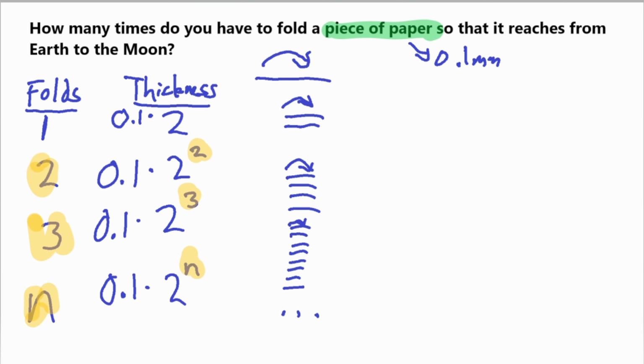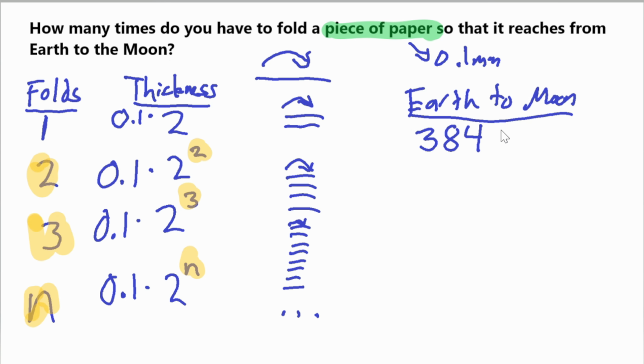So now we want to figure out how many times we fold it to get the distance from Earth to the moon. So first thing we need to know is, what is the distance from Earth to the moon? So you can look that up, and the distance would be 384,400 kilometers. Alright? So notice one thing here. Here our unit is kilometers, while our piece of paper is in millimeters.